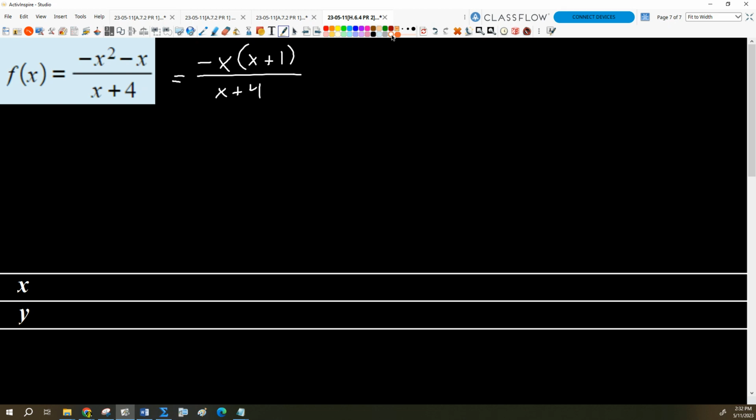Okay, looking at our original function, do we have any horizontal asymptotes? No. Okay, are there any other types of asymptotes that we could calculate? There's vertical. Where's the vertical asymptote? At -4, right? Because -4 is a zero of the bottom, but not the top. So we can add that value. X cannot equal -4, and that's a vertical asymptote.